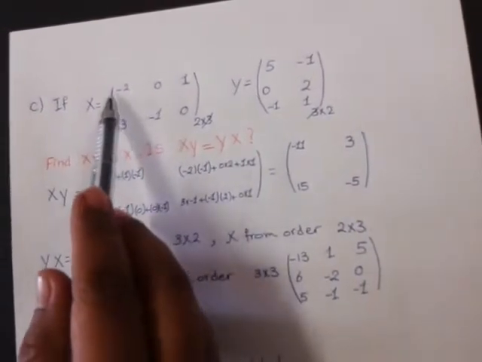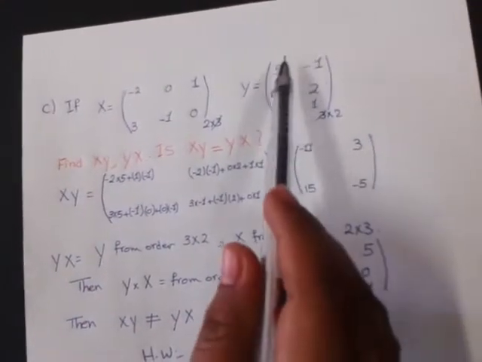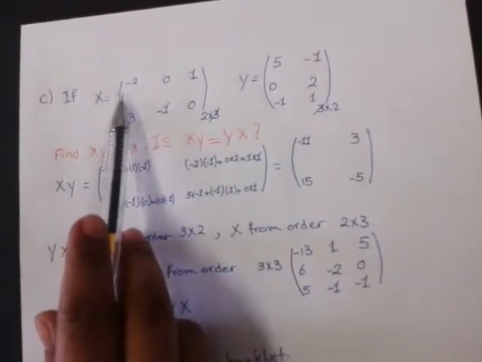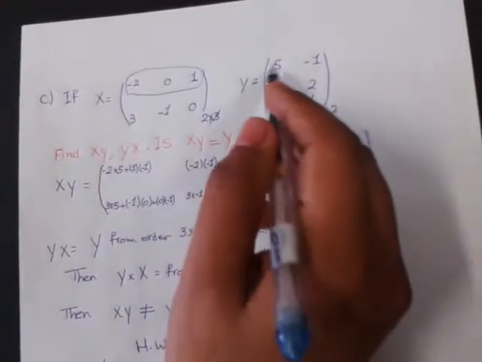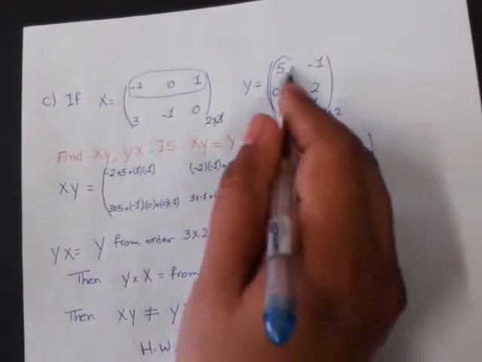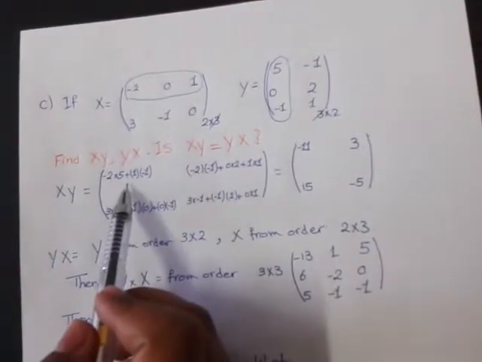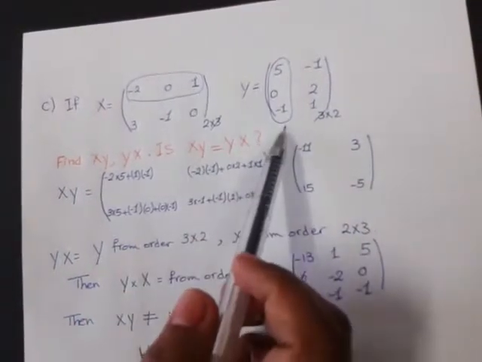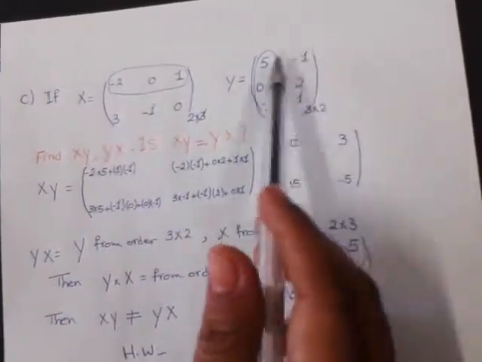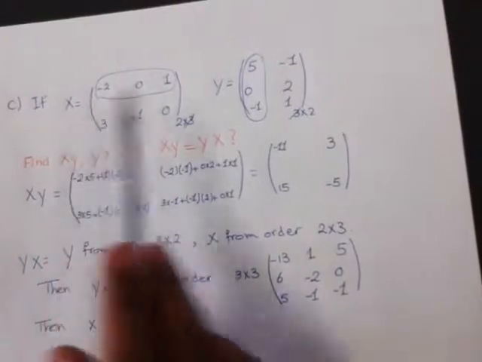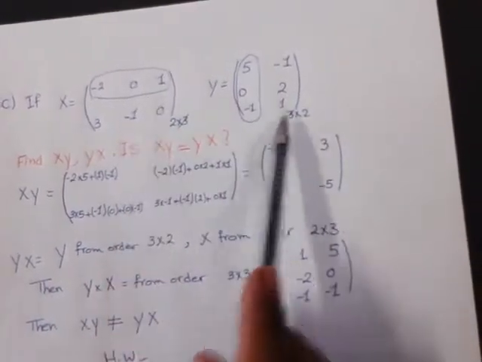We said before, we will make the first row times the first column. Negative 2 times 5 plus 0 times 0, because I didn't write it, then 1 times negative 1. The first row times the second column. Negative 2 times negative 1, 0 times 2, 1 times 1.